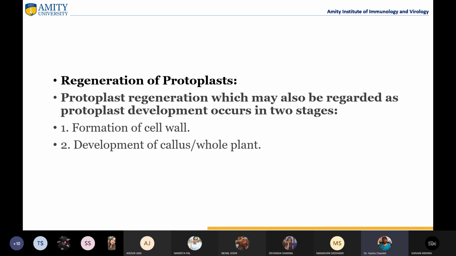Then regeneration of the protoplast. How do we regenerate the protoplast? Protoplast regeneration, which may also be regarded as protoplast development, occurs in two stages. First, the cell wall will be formed, and then the development of the callus or the whole plant, right? See, first we isolate the protoplast, we remove the cell wall, we remove the plasma membrane, and then the protoplasts are isolated. Then the fusion will take place, and then we need to regenerate them. The regeneration will again require the formation of the cell walls, and then development of the callus, and from the callus the whole plant will be developed, right?